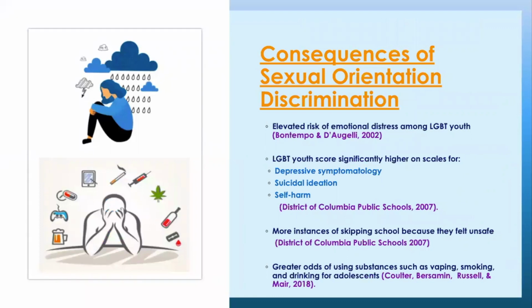Consequences of sexual orientation discrimination. Being stigmatized and discriminated against leads to elevated risk of emotional distress among LGBT youth. Also, LGBT youth score significantly higher on scales for depressive symptoms, suicidal ideation, and self-harm. This is mediated by perceived discrimination. Furthermore, LGBT youth report more instances of skipping school, usually because they feel unsafe. Lastly, sexuality-based harassment is associated with greater odds of substance use. For example, vaping, smoking, drinking for adolescents.